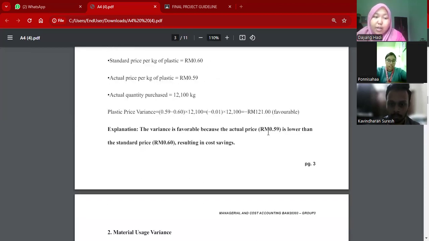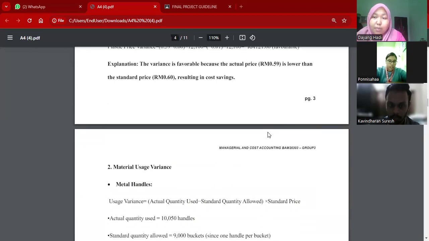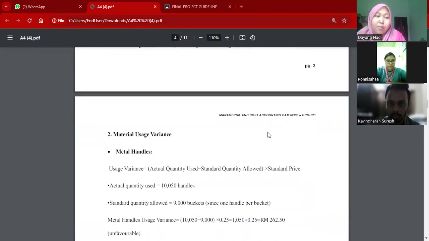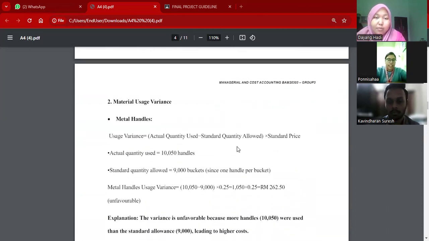So now I will give to my other colleagues to explain about the material usage variance. Okay, thank you, Dayang. Hi, sir. My name is Subramaniam. So here we go with the material usage variance.